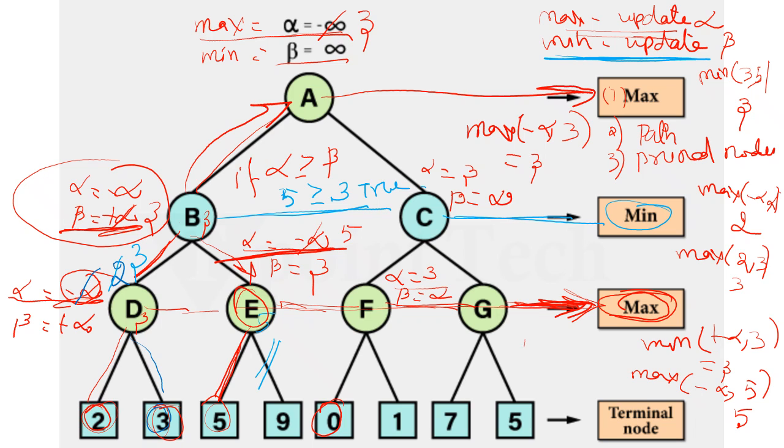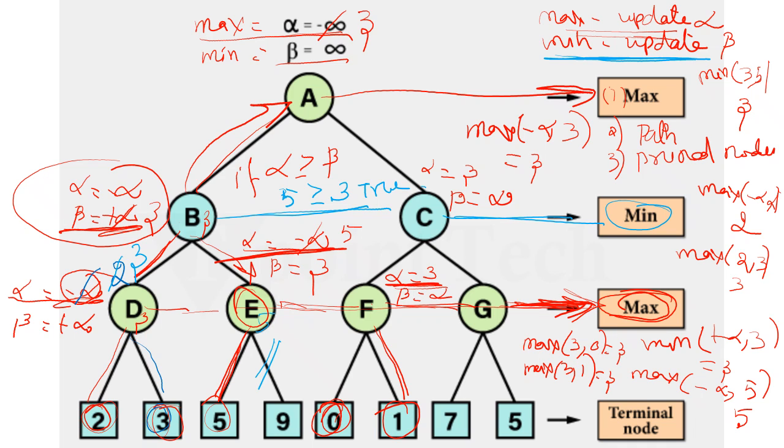0. So max of existing value alpha is equal to 3, comma leftmost child is 0. What is maximum? 3 only maximum. So there is no updation here. Retain that old value. Next, its right child. Right child, what is the value? 1. So max of 3 comma 1, again 3 only. There is no updation in alpha.